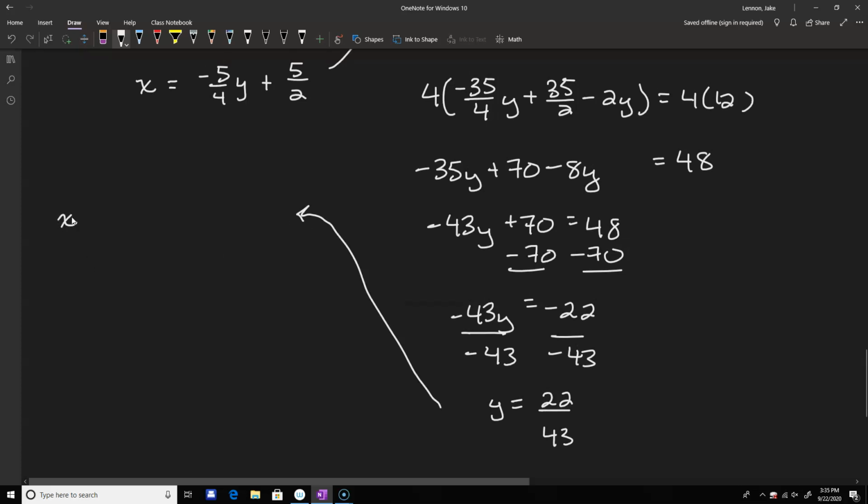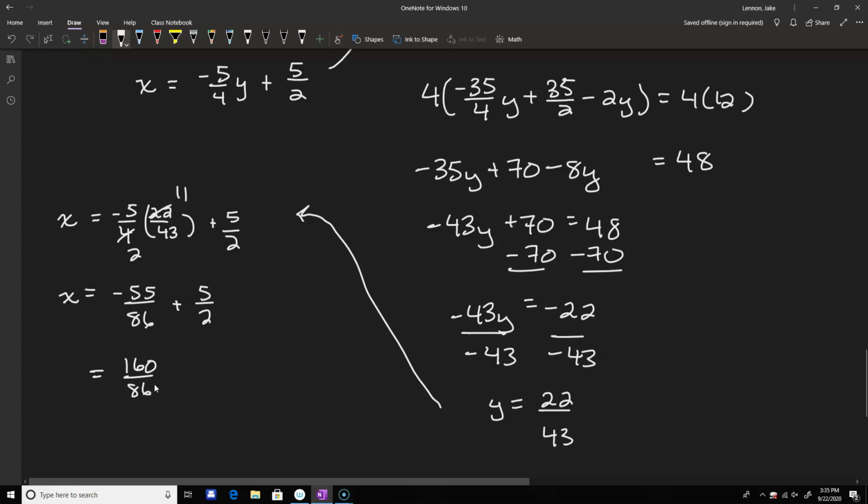So x is going to be equal to minus 5 over 4 times 22 over 43 plus 5 over 2. And then what do we get? Well, we can simplify here, cross off a 4 with a 2, and then cross off 22 and make that 11. And we get minus 55 over 86 plus 5 over 2.